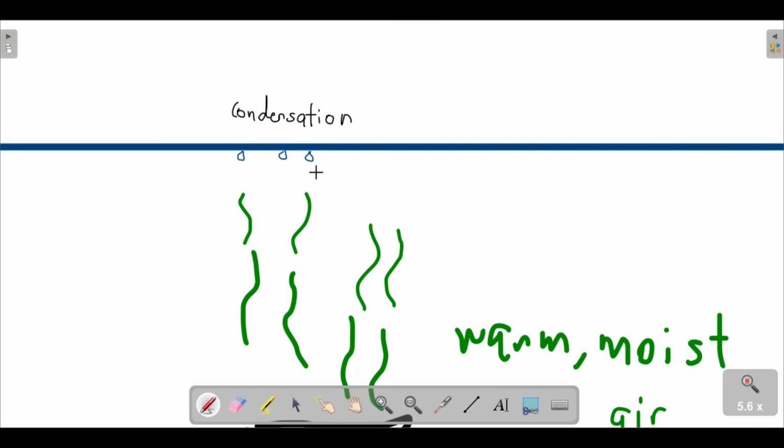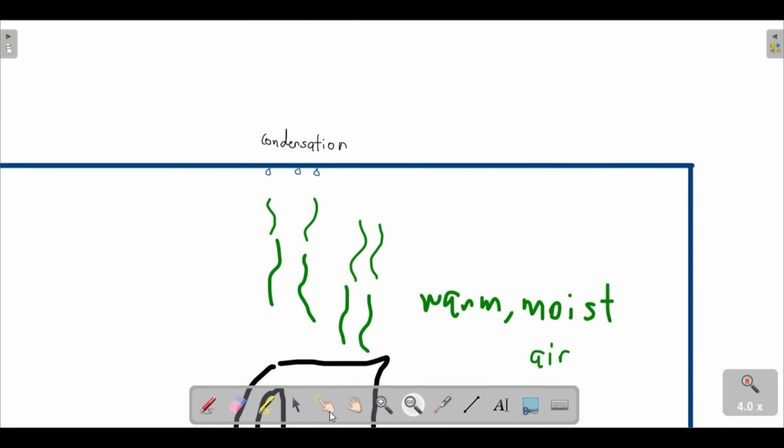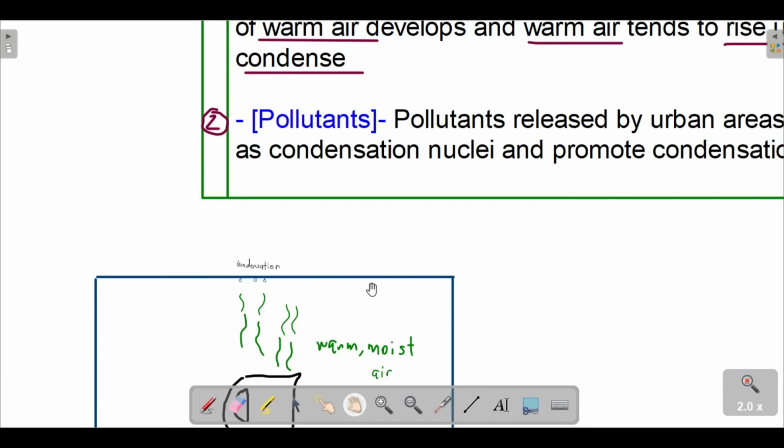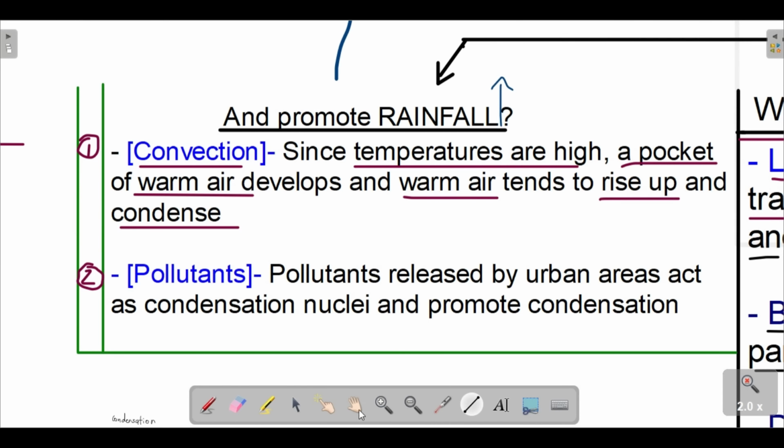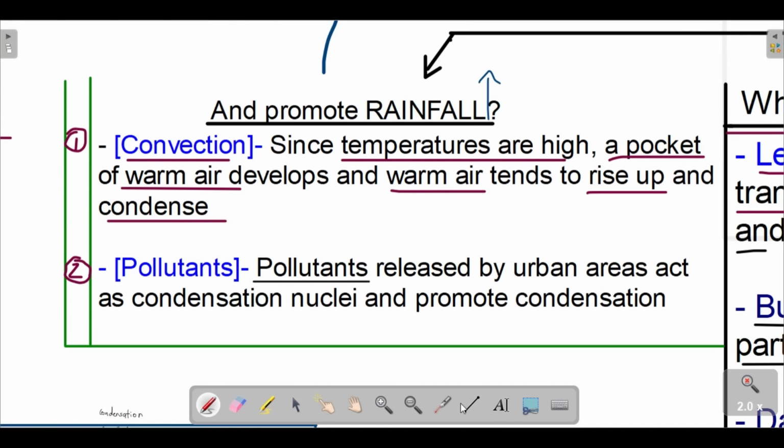So that is the process of condensation, transforming air into water. Now, that only occurred because it had a surface, because it was in contact with the surface. So that means warm air needs to be in contact with something. It could be a particle, it could be a surface. It cannot just condense, it needs to be in contact with a particle or particles. Now, because you have a lot of pollutants released in urban areas, remember you have industrial buildings that release pollutants each and every day, these pollutants now act as condensation nuclei.